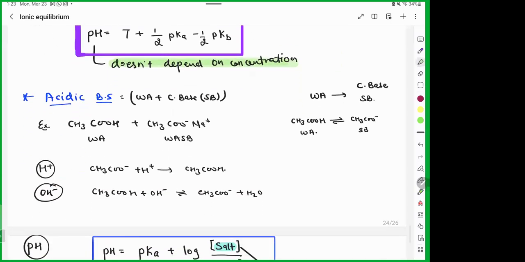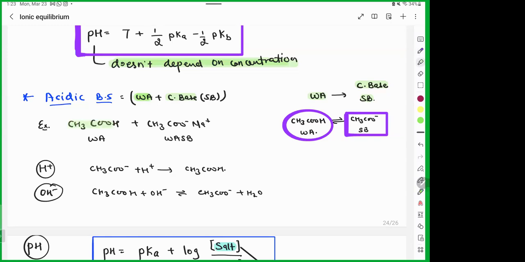Acidic buffer solution means where you have a weak acid and its conjugate base. You know, a weak acid has a strong conjugate base, and a weak base has a strong conjugate acid. This is the rule, correct? For example, this is a weak acid, CH3COOH. Its conjugate base will be strong. If you have a strong acid, its conjugate base will be weak. As simple as that.